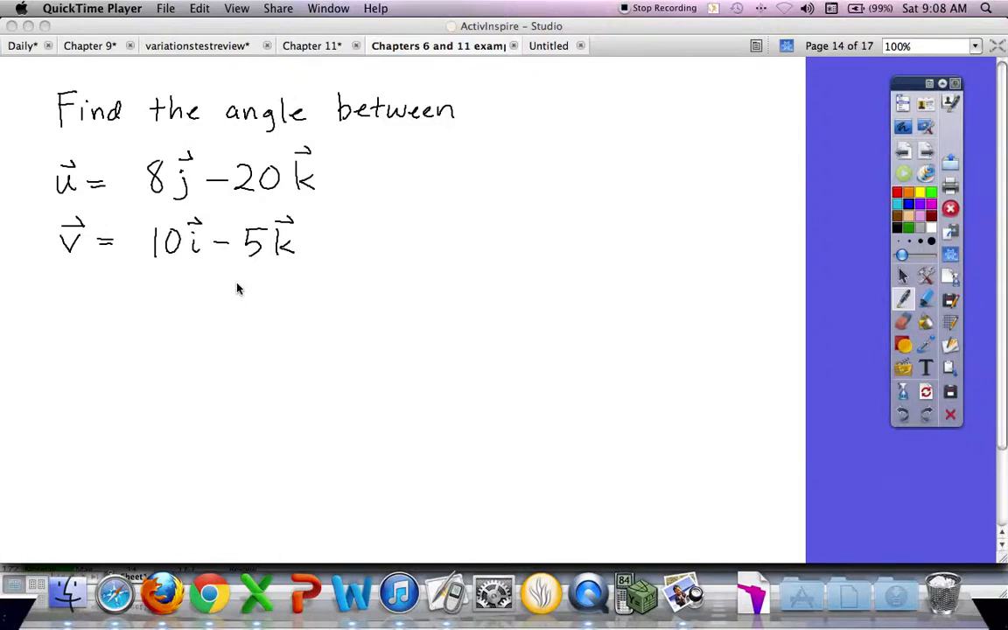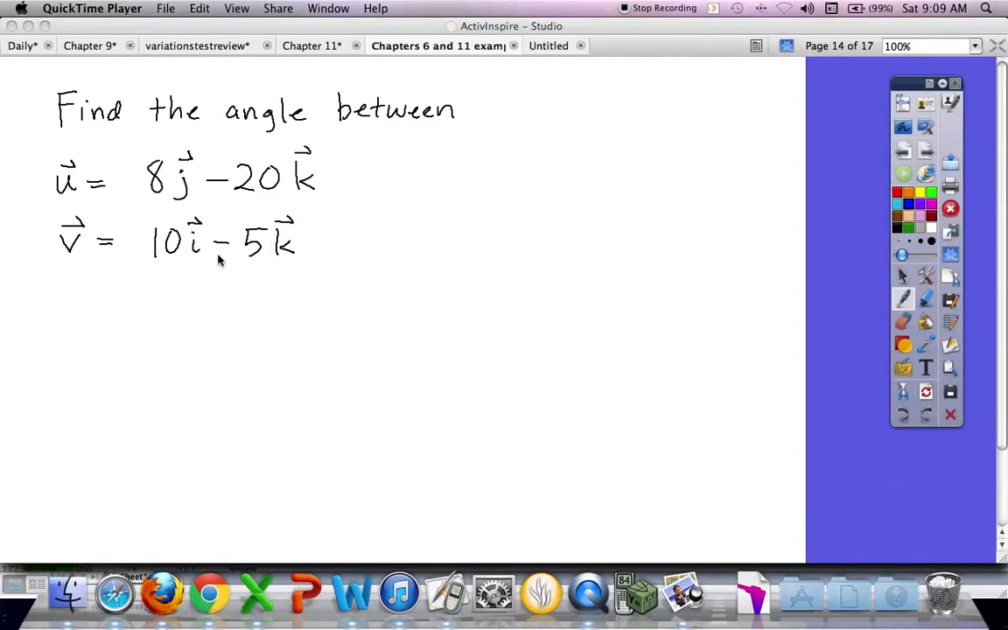Find the angle between two vectors. In this case, they're in 3 dimensions, although it may not look like that because we're using the linear combination of the standard unit vectors, and there's only 2 terms. But notice that this first one doesn't have an i term, meaning it doesn't have an x component, and the second one doesn't have a j term, so it doesn't have the y component.